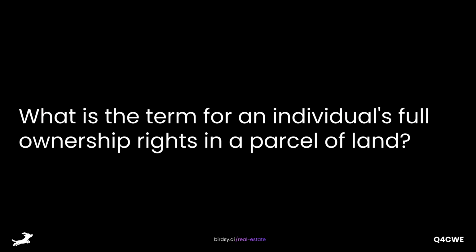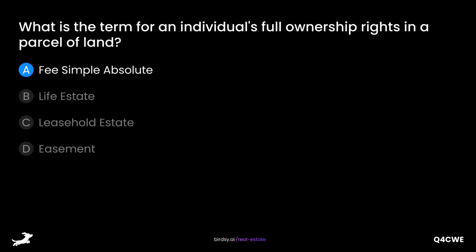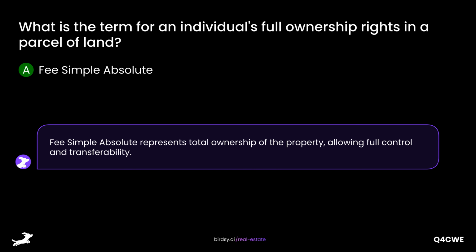What is the term for an individual's full ownership rights in a parcel of land? Is it A, fee simple absolute, B, life estate, C, leasehold estate, or D, easement? The answer is A, fee simple absolute. Fee simple absolute represents total ownership of the property, allowing full control and transferability.